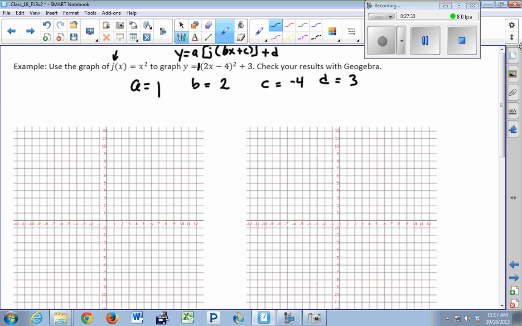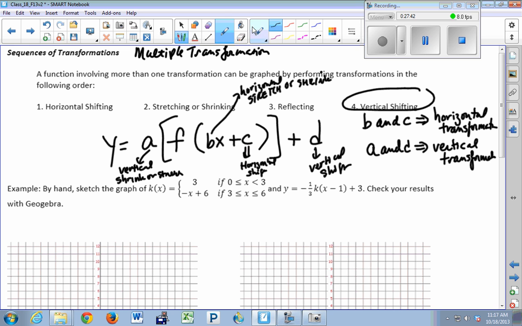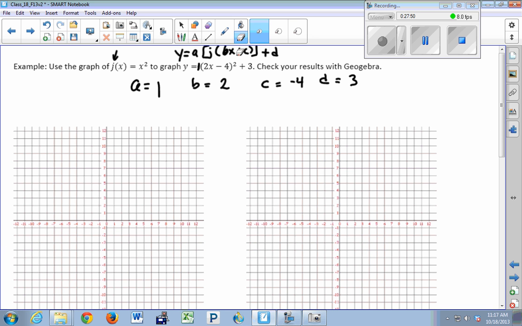So I really should have written bx minus c. I'm going to go back. And the reason I'm doing that is I don't want to confuse you. So I'm going to put here minus. And so that means we just shift this to a minus. So now you can see C is the number 4 because you're subtracting 4, right? You're subtracting 4. And that's how you're used to thinking of your horizontal shifts.